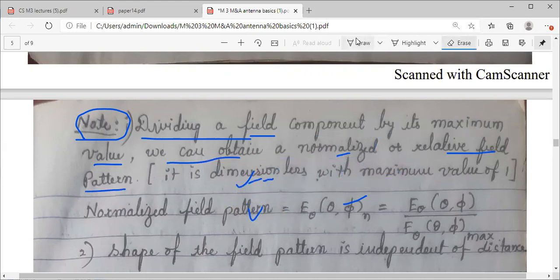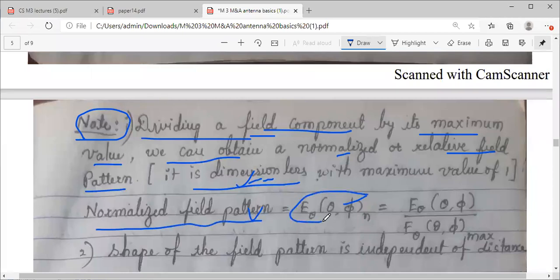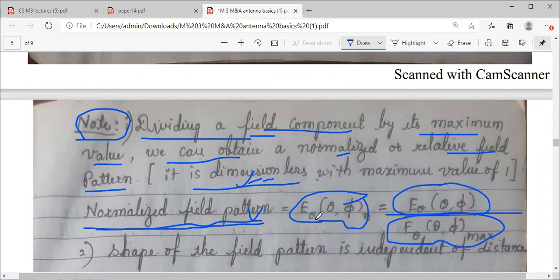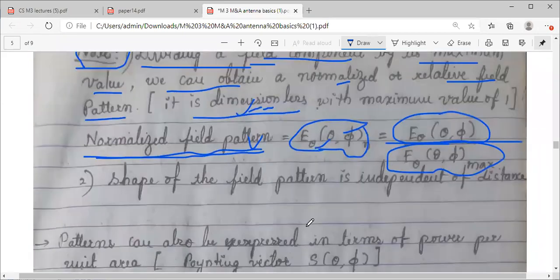As I'm dividing both the quantities, the field component and its maximum value, it is a dimensionless quantity. Because you are using a relative term, in relative there will be no dimensions and no unit either. So the normalized field pattern E theta, because there is theta and also phi, will be the original value divided by its maximum value. This will give you the normalized field pattern in theta direction.